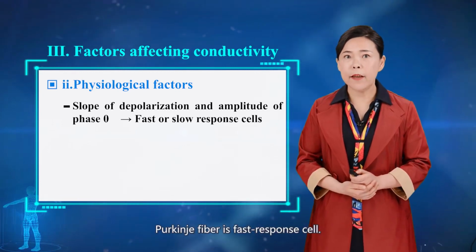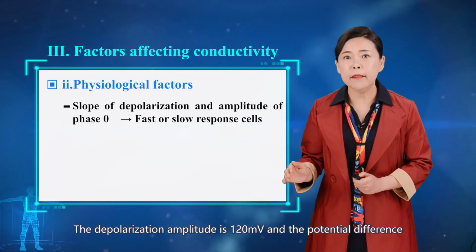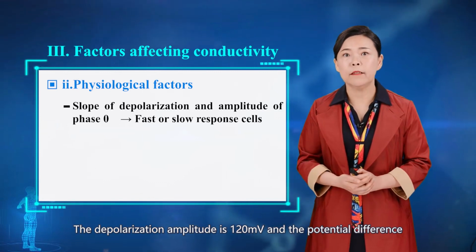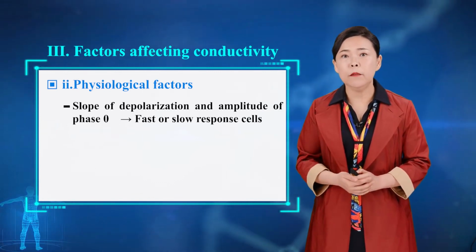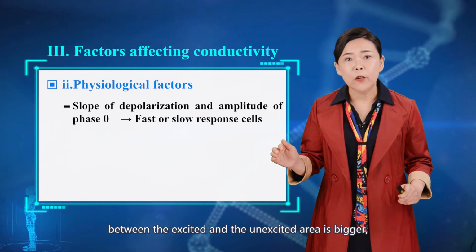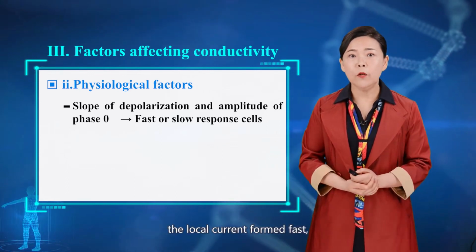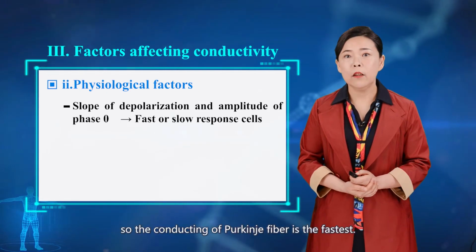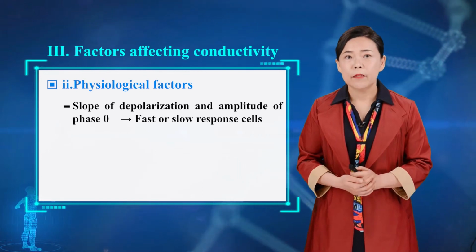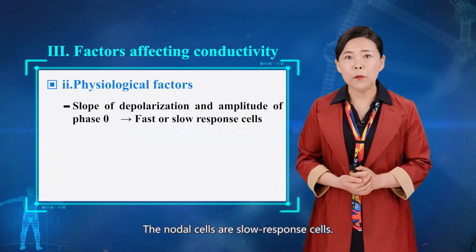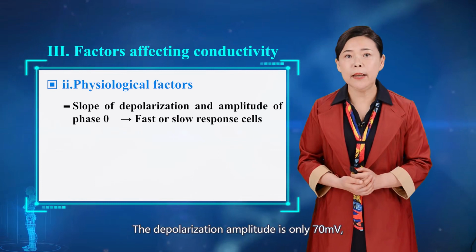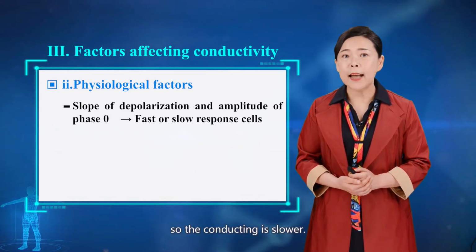Purkinje fiber is fast response cell. The depolarization amplitude is 120 millivolts, and the potential difference between the excited and the unexcited area is bigger. The local current is formed fast. So the conducting of Purkinje fiber is the fastest. The nodal cells are slow response cells. The depolarization amplitude is only 70 millivolts, so the conducting is slower.